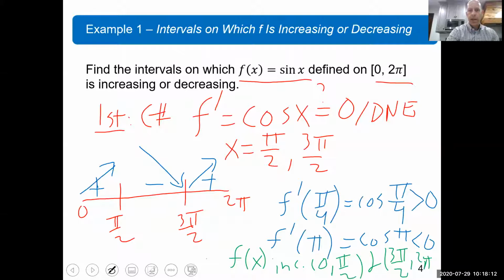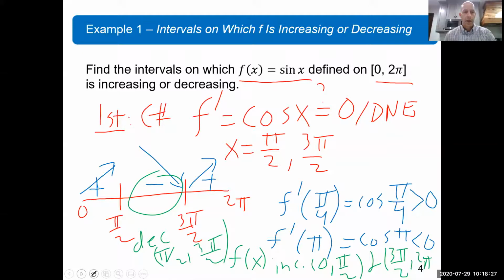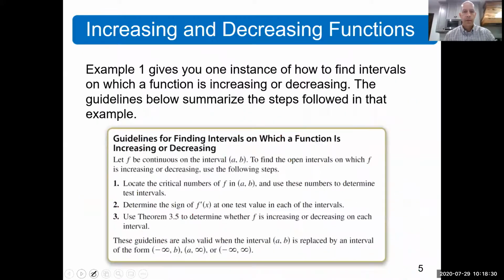And then it's decreasing here in the middle. I'm just going to write that here. It's decreasing from pi over 2 to 3 pi over 2. Sorry about the handwriting there. I'm running out of room. So that should seem familiar to you.